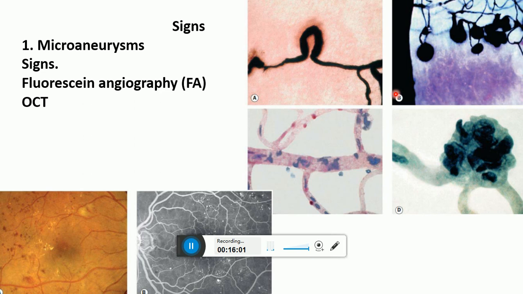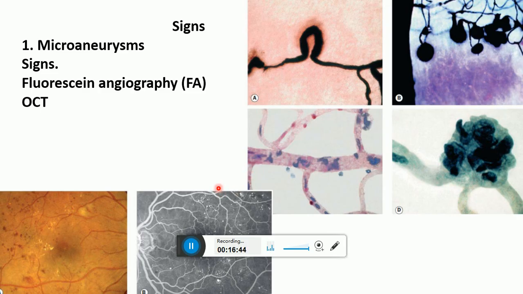Loss of pericytes may also lead to endothelial cell proliferation with the formation of cellular microaneurysms. Microaneurysms may leak plasma constituents into the retina as a result of breakdown in the blood-retinal barrier, or may thrombose. They tend to be the earliest signs of diabetic retinopathy.